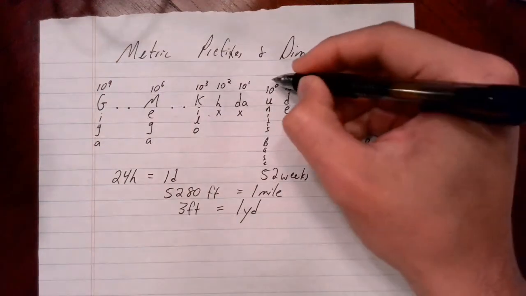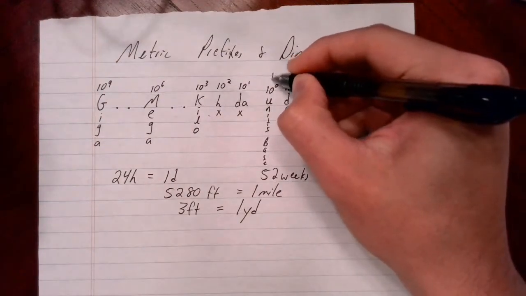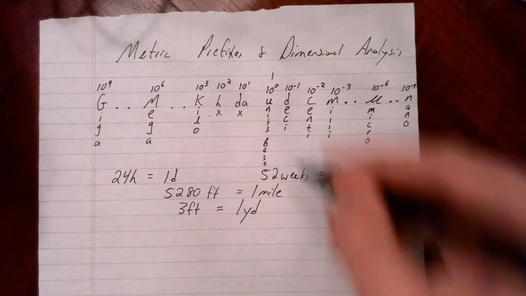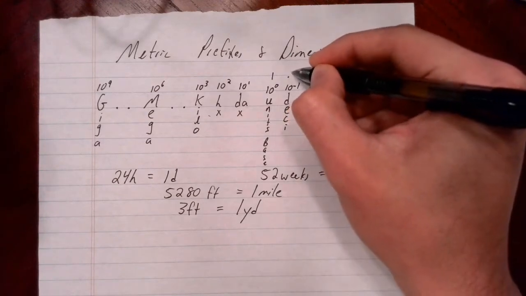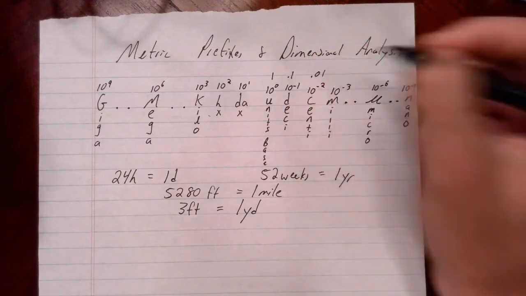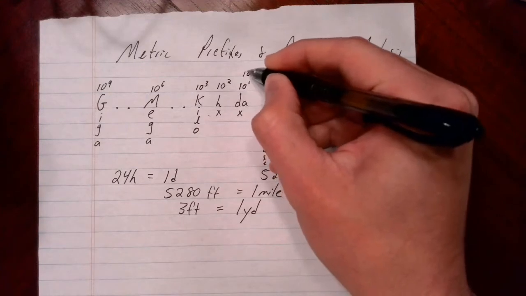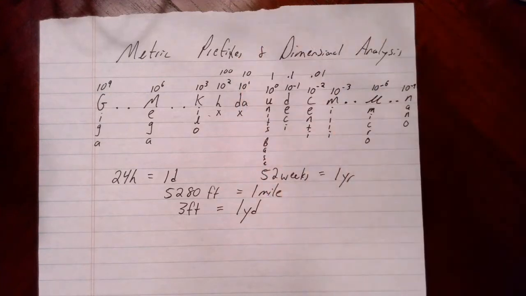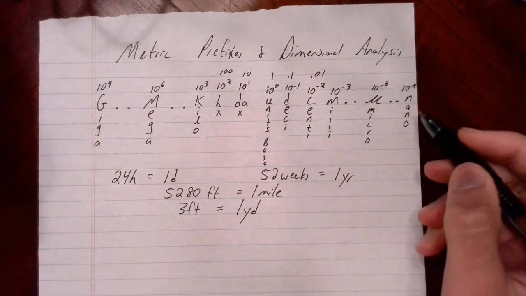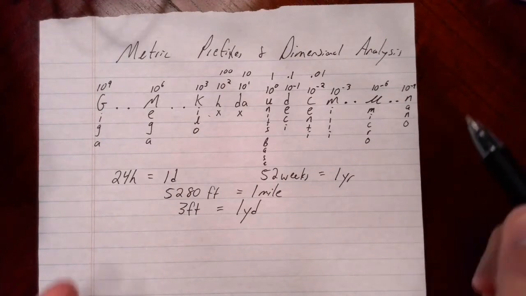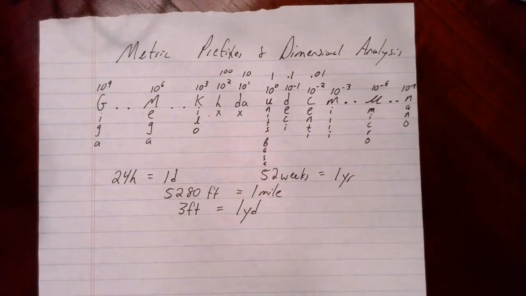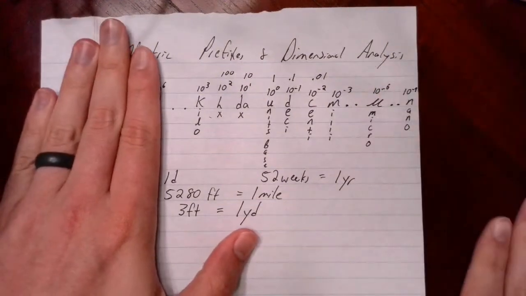So you could also write this as 1, because 10 to the 0 is 1. You could write it as 0.1, 0.01. You could write that as 10, 100, and so forth. But when you get to this area down here where you have 9 zeros on either side, it's easy to write in scientific notation. So most of the time, we'll stay in this range right here.